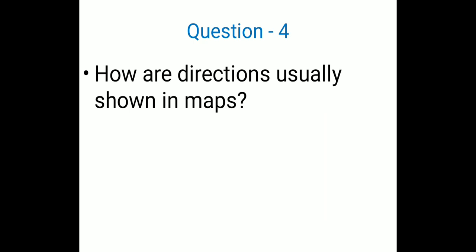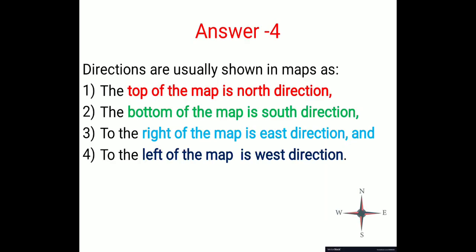How are directions usually shown in a map? So what is question 4? Question 4 is, how are directions usually shown in a map? The answer is, directions are usually shown in maps as the top of the map is north direction, the bottom of the map is south direction, to the right of the map it is east direction, and to the left of the map is west direction.